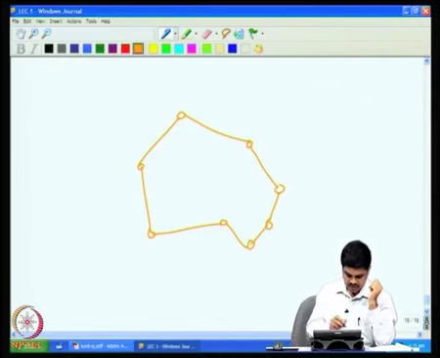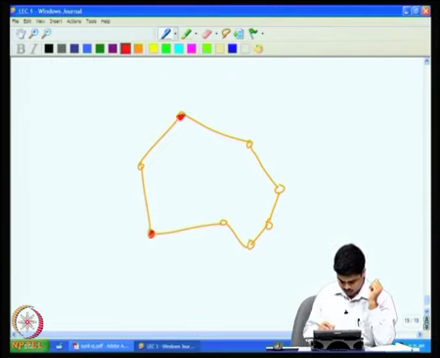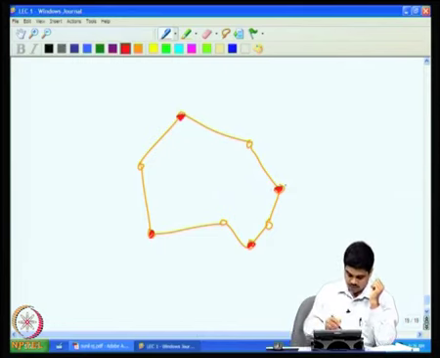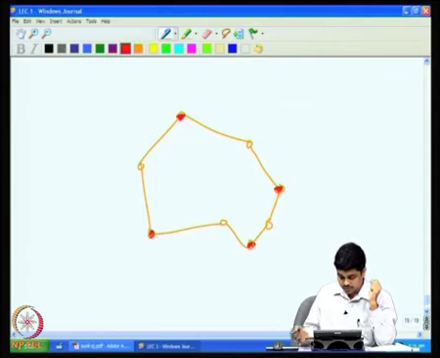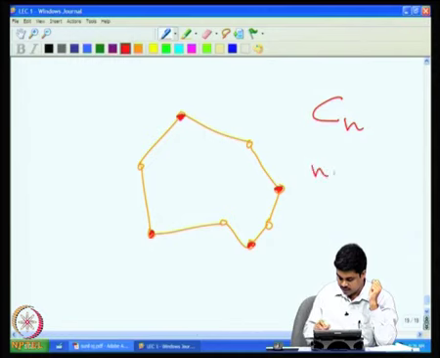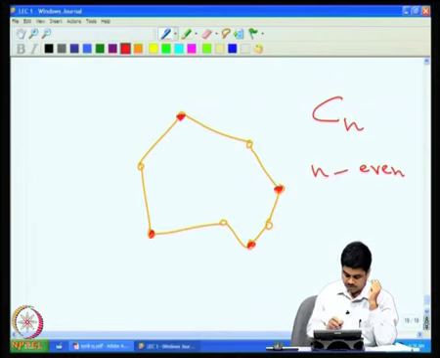You can easily see that a vertex cover, so I am marking a vertex cover here: 1, 2, 3, 4. This is a vertex cover. 4 vertices is enough to cover all the edges. You take any edge, one of the endpoints is marked. Now, if this is a cycle C_n with n even, then it is clear that n by 2 vertices will be enough. You can take alternate ones, one here, then the next here, like that. So, n by 2 will be enough.